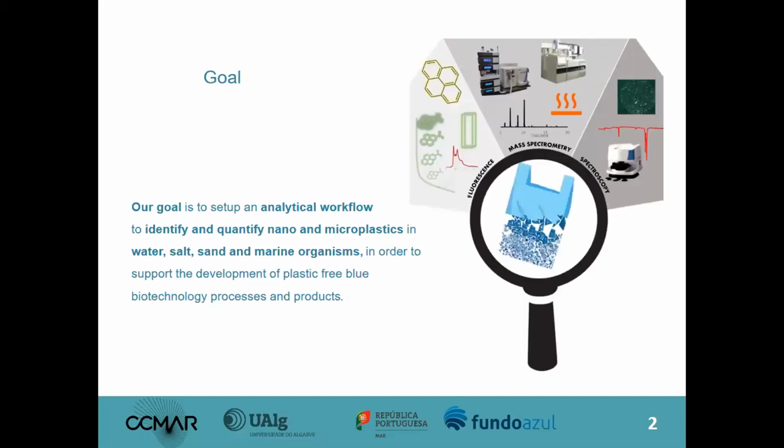Okay, here there's a pictorial view of our project. Here we have a magnifier, you have a plastic bag breaking down into small pieces, the microplastics. And then we have the spectroscopy methods with a picture here of our infrared microscope. We have the mass spectrometry methods with GCMS and LCMS. And we have the fluorescence methods here with the scheme of the probe we have been using, that is pyrene.